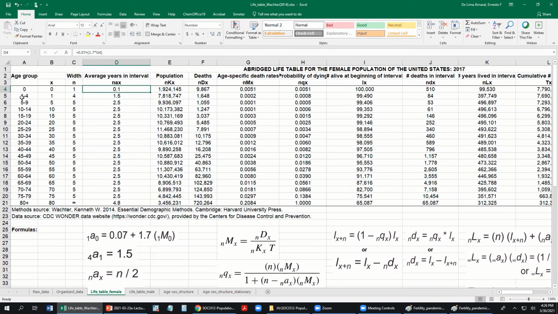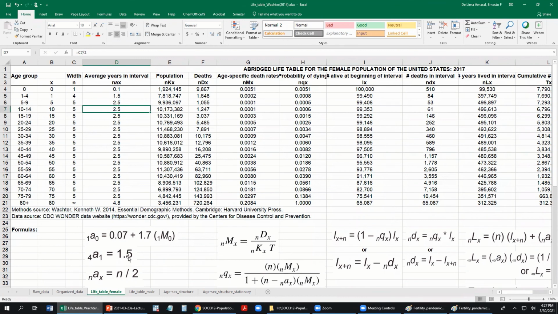People who die between the ages 1 and 4 die closer to age 1 than to age 4, so the average years in the interval is 1.5 only. And here 0.1 is not 0.9, since they die closer to 0, or closer to 1. And in this column, it's just saying that on average, people die around 2.5 years within that age group. So from 10 to 14, that is 5 years, I will live on average 2.5 years.